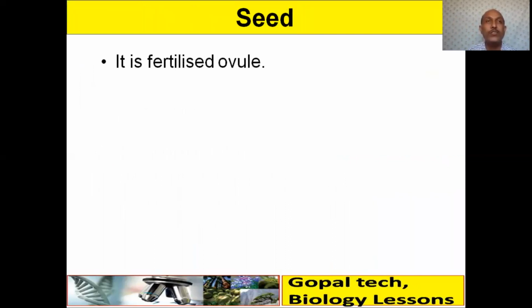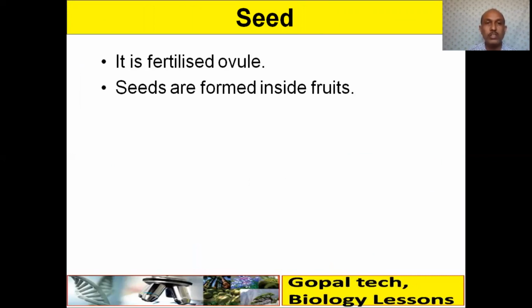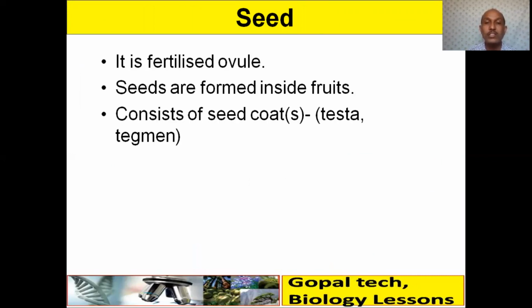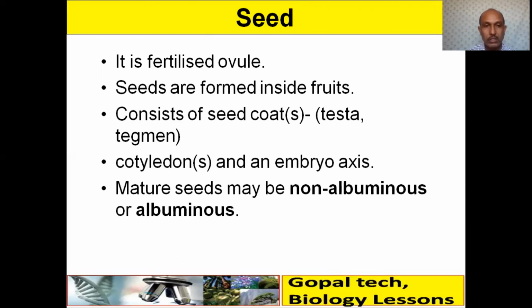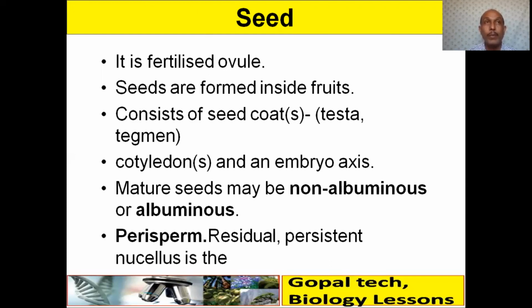Now seed, it is a fertilized ovule या mature ovule. Seeds are formed inside the fruits and consist of a seed coat. Outermost is testa, innermost is tegmen, और ये इंटुगमेंट से तैयार होते हैं. Cotyledons या cotyledon and an embryo axis. Mature seed may be non-albuminous or albuminous, non-endospermic या endospermic. Perisperm: कुछ सीड्स में residual, persistent nucleus, जहां से megaspore develop हुआ था, remaining cells ऐसे ही रह जाते, that is called perisperm. Peri यानी outermost. So that you can see best in black pepper.